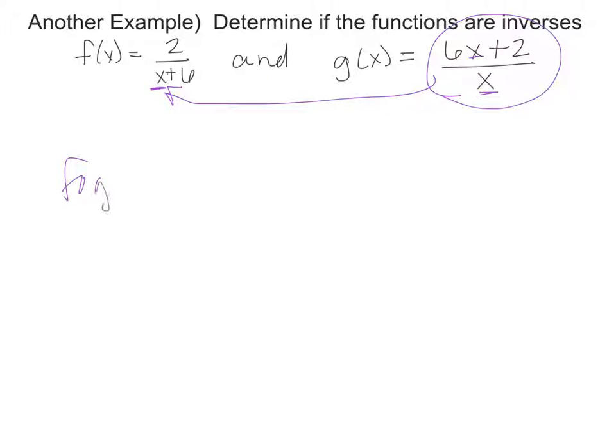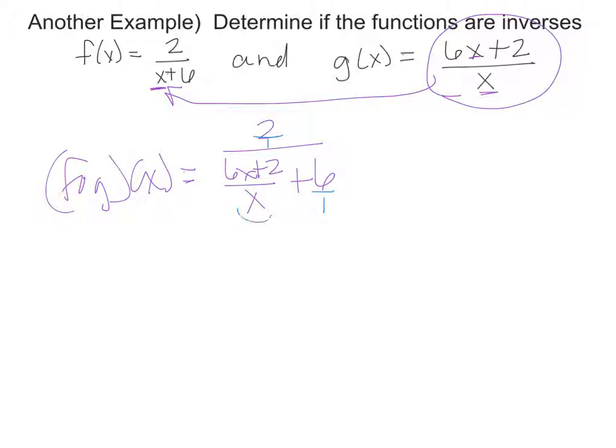So if I have f of g of x here, I now have a 2 over 6x plus 2 over x, that's all in place of the x, plus a 6. Now, this is a complex fraction. Anytime you have a complex fraction, you want to multiply through by the common denominator.